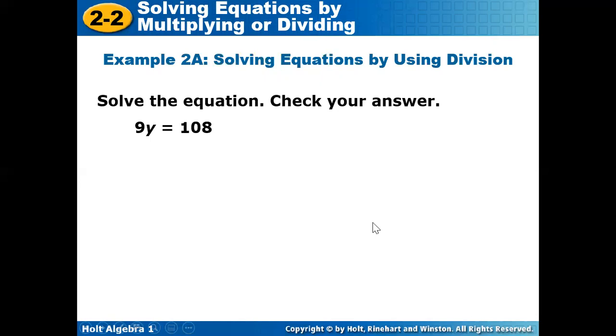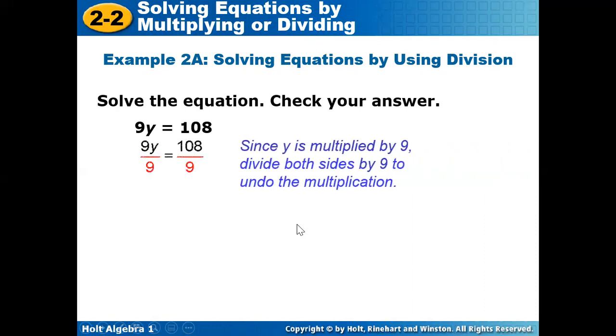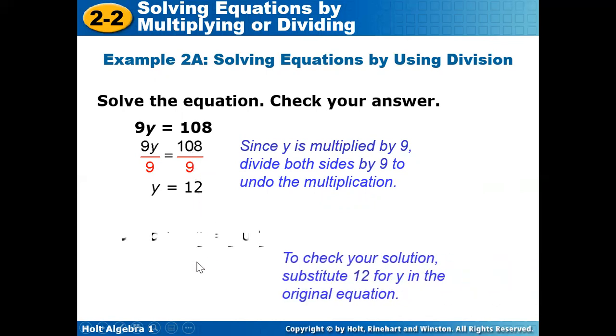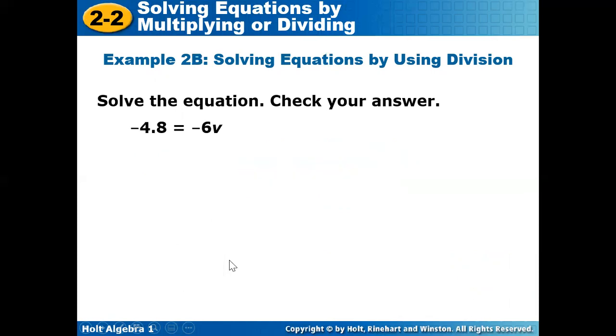All right, so in this case, we are multiplying our variable by 9. The opposite operation of multiplication is division, so we are going to divide both sides by 9, right? So 9 over 9 is equal to 1, so 1y is equal to y. 108 divided by 9 equals 12. And you can still plug it back in. 9 times 12 does indeed equal 108.